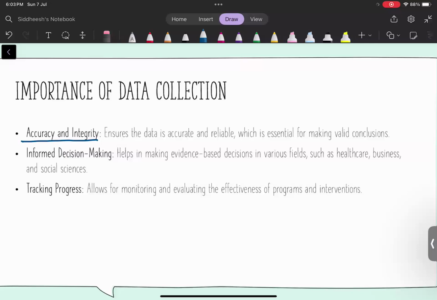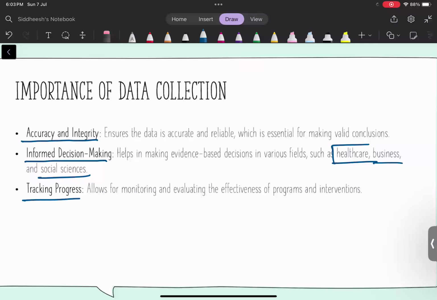The next thing we have is informed decision making. It will help us make evidence-based decisions in various fields. As many of you are from the PharmD part, you might be working in the healthcare sector, but for the statistical part, we need to deal with multiple sectors afterwards. It might be healthcare, business, or social sciences also.